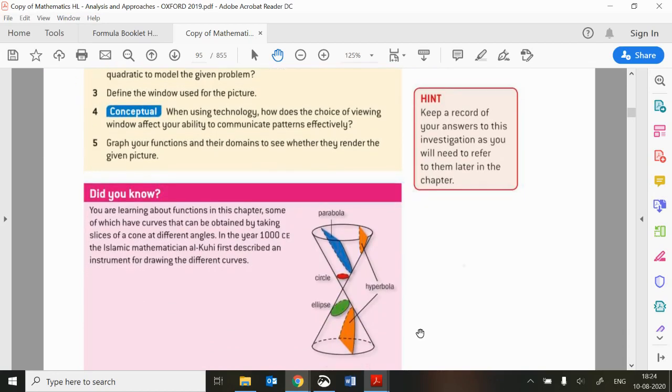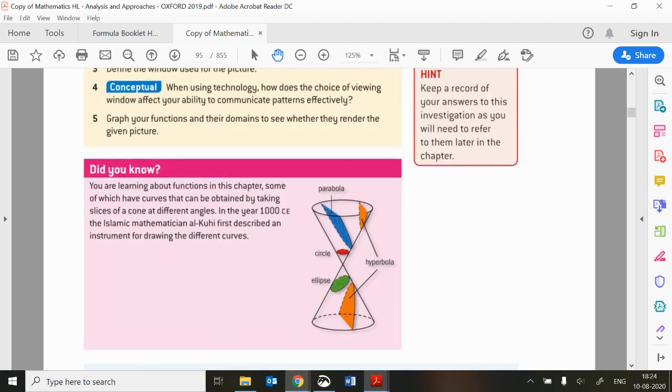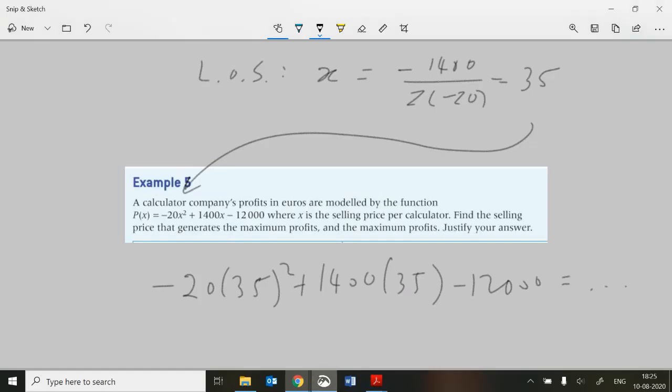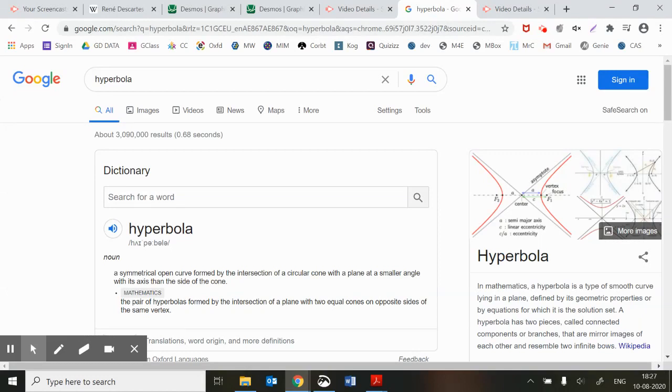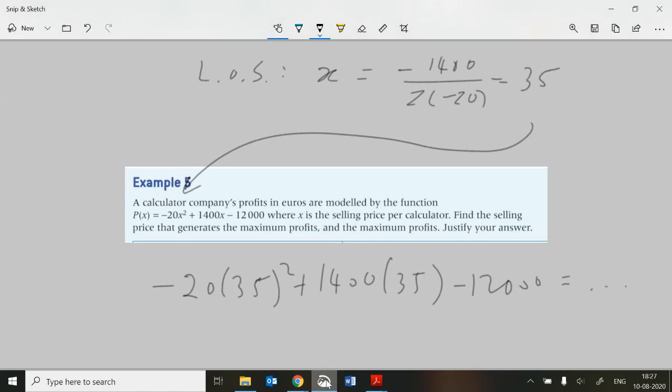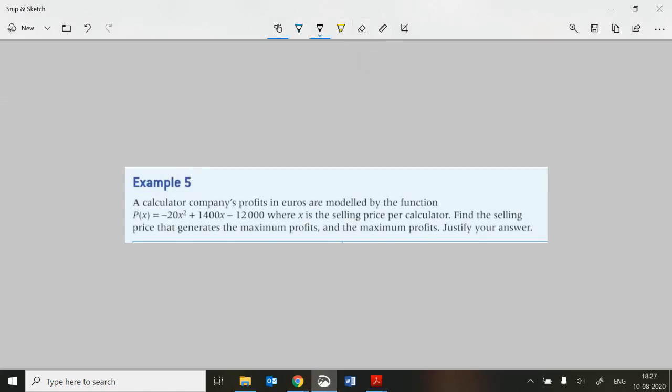Okay, right. There's a little bit here about some extra cultural learning. It talks about an Islamic mathematician looking at chopping up bits of cones to get parabolas. Oh, and hyperbolas as well. Hyperbolas, as I was saying, are graphs which look like this. I've just Googled it, because I was doing really rubbishy graphs. So hyperbolas look like this and like this, or like this and like this. Okay, let's get rid of that then.